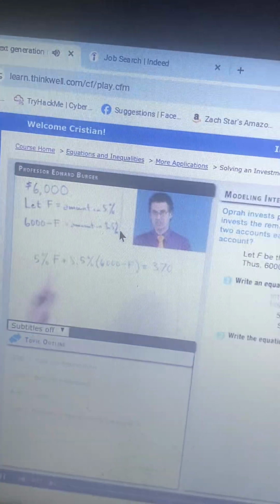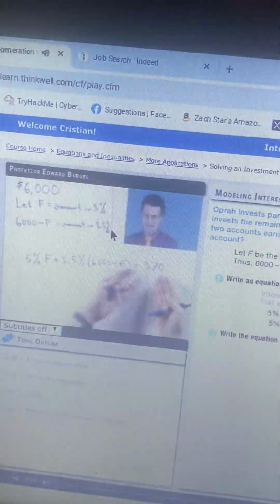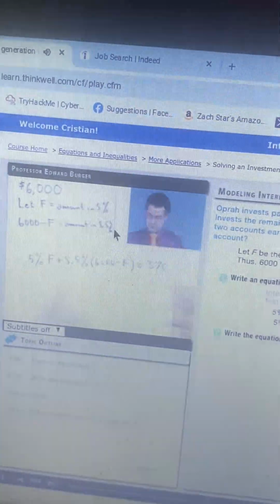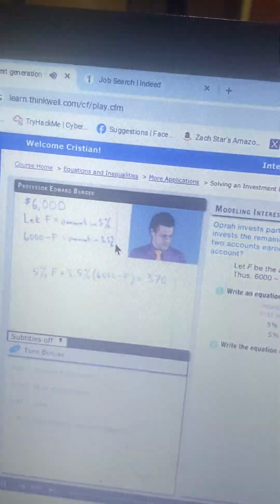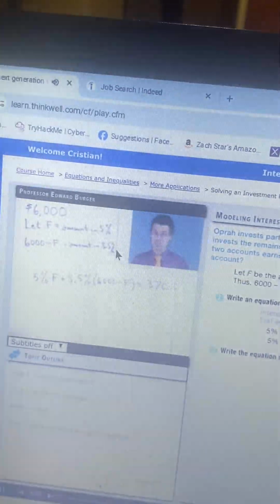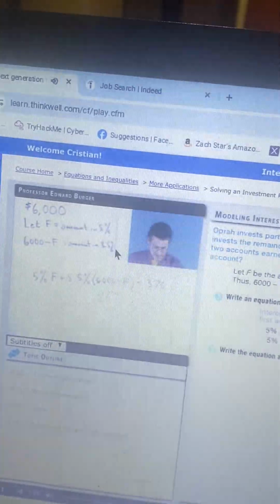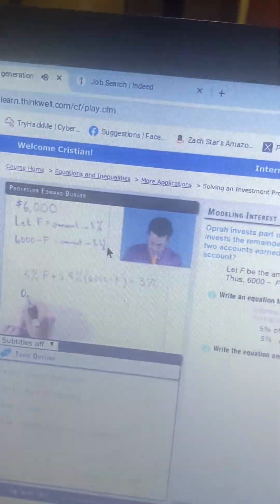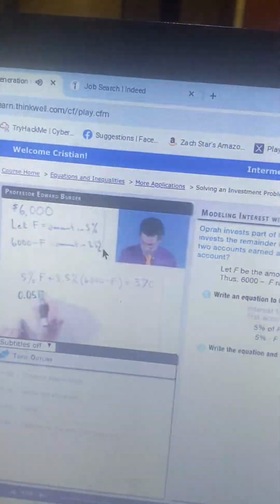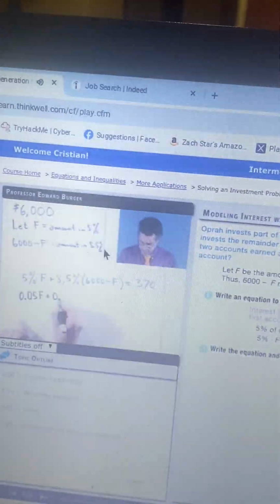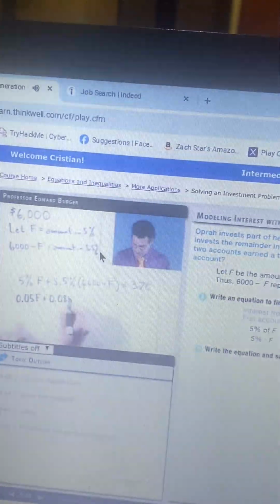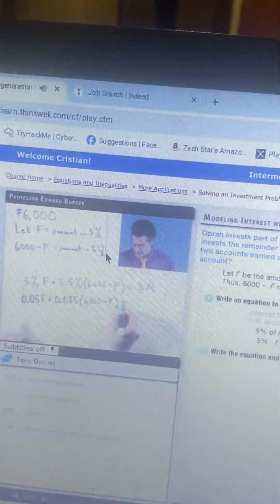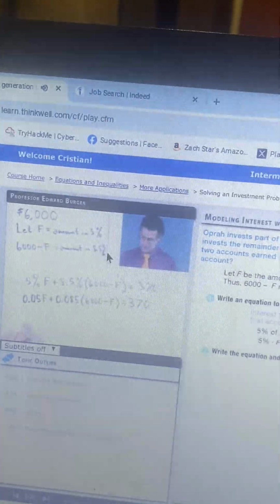This is the connection between the interest that we know at the end and the F and the 6,000 minus F that we knew at the beginning. So we put this together into one equation, we see this. Now we want to solve, of course we have to change those percentages to decimals. So if we do that right now, what we'd see is 0.05 F plus 0.085 times 6,000 minus F equals $370.